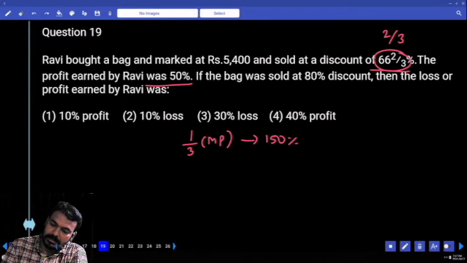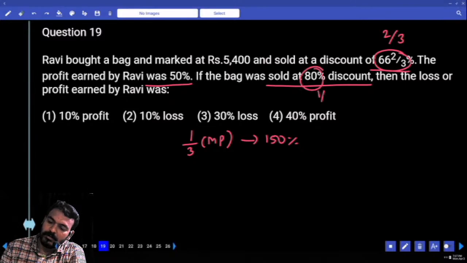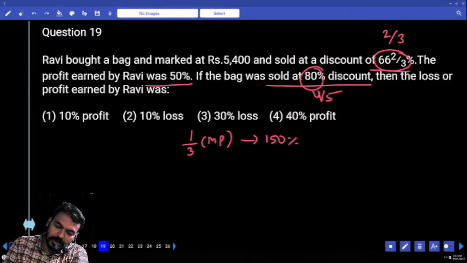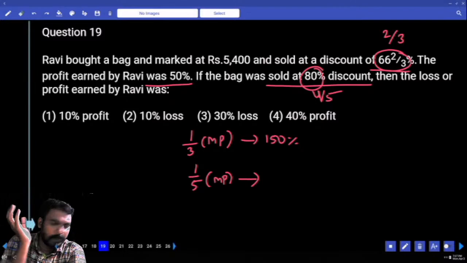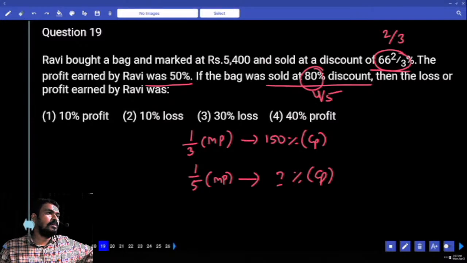Next, the second time, what is the discount percent? 80%. 80% means what is the fraction? 4 by 5. It means out of 5 parts, how many parts are discount? 4 parts. What is the remaining value? 1 by 5. 1/5 of which one? Market price. With an 80% discount, the remaining value is 1/5 of market price. That is equal to what percent of cost price? Cost price. First one also 150% of cost price. Left-hand side, 1/3 of market price is equal to 150% of cost price.